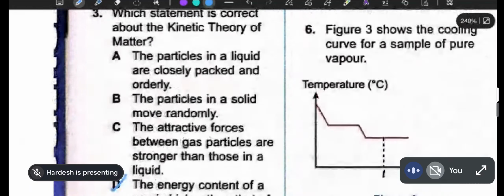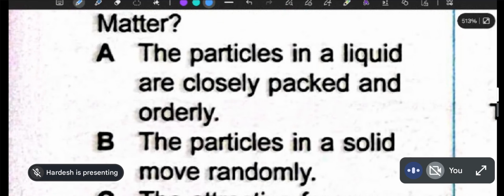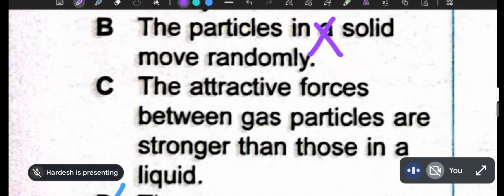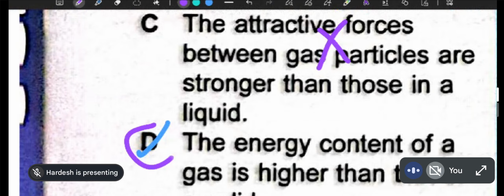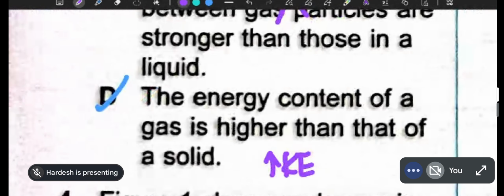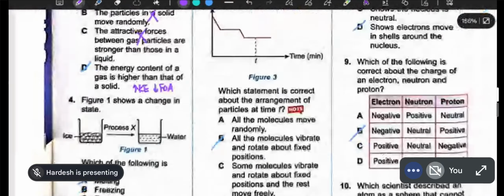Okay. Which statement is correct about the kinetic theory of matter? Liquid is definitely not packed closely and orderly. Liquid particles are far apart, but not as far as gas. Particles in a solid move randomly, of course wrong. Attractive forces between gas particles are stronger, no. And of course, the energy content of gas is the highest. Why? Because, what I taught you guys, the higher the kinetic energy, the lower the forces of attraction between particles. Can you guys understand? Understand, bro.